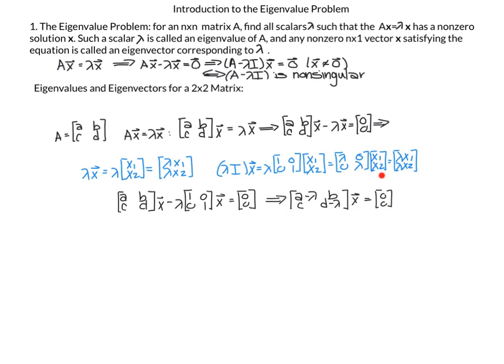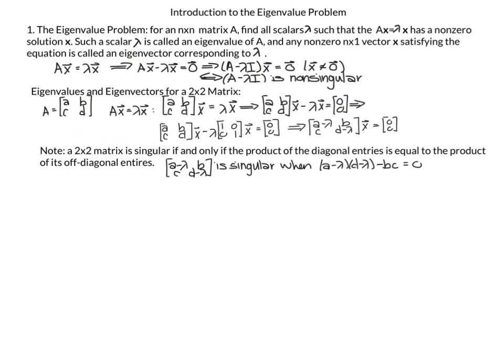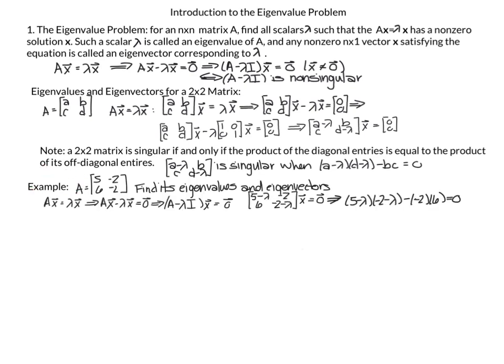This is where I'm going to leave the solution for now, so we can talk about how to solve this part of the equation. For the 2 by 2 matrix, we're going to use this fact to solve the eigenvector equation. We stopped at the point where we had [a minus lambda, b; c, d minus lambda] x equals 0, 0. For a 2 by 2 matrix, it is singular if and only if the product of the diagonal entries is equal to the product of its off-diagonal entries. We will do an example, but you might also recognize this formula as a determinant formula, and you will see later, when we go to n by n, that it is exactly the determinant.